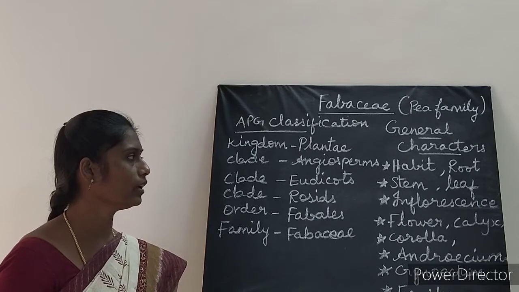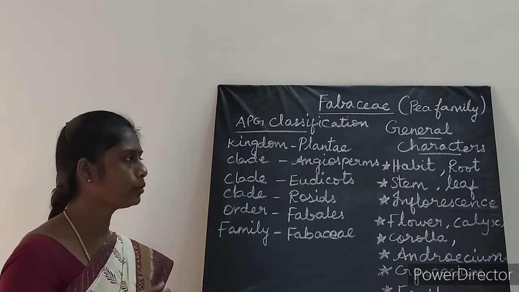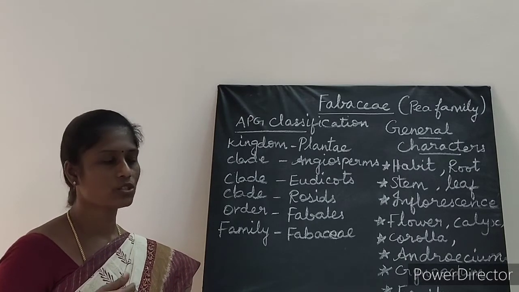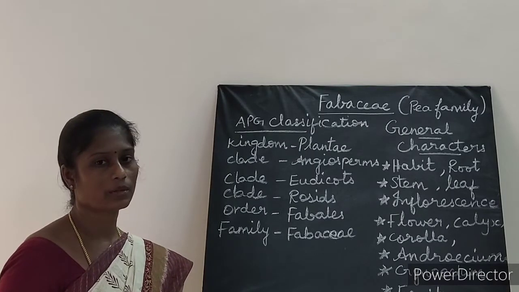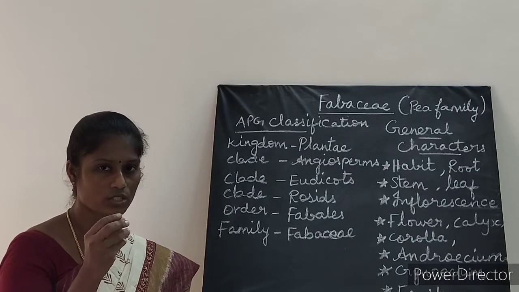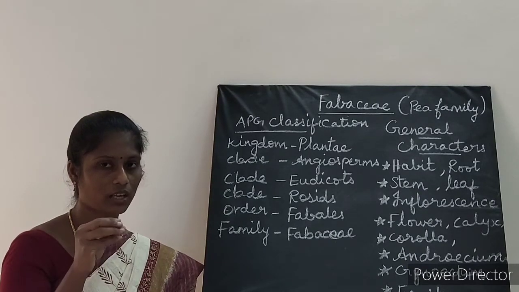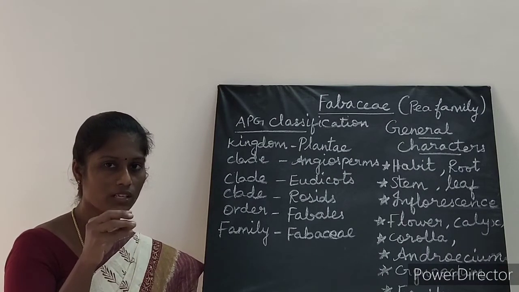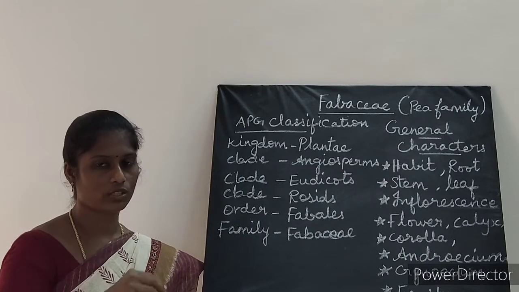Okay, next one here, root character. Here it is a taproot system. Dicot plants usually have a taproot system, is it not? So here taproot system with nodules and tubercles are present. A nodule is like a small swollen part present in the root system, or tubercles, tube-like structures. All these are present so that nitrogen fixing bacteria are present in these nodules.